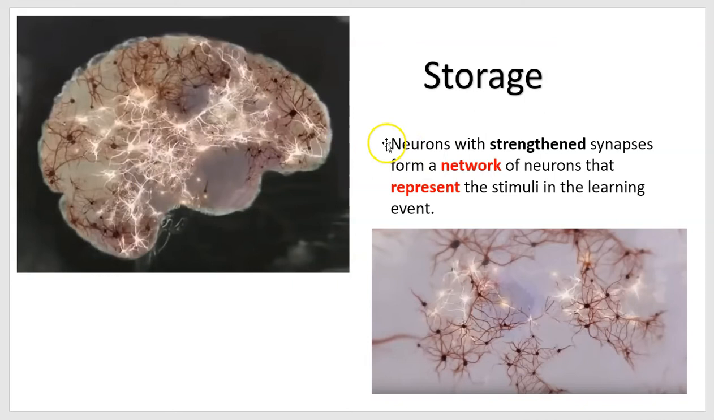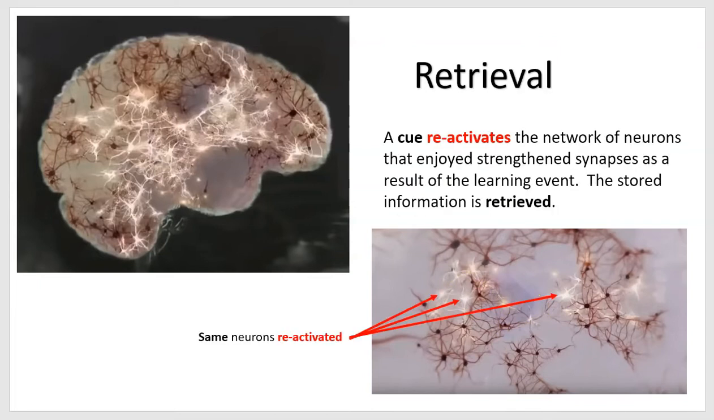So the result then would be neurons with strengthened synapses form a network of neurons that represent the stimuli in the learning event. So we've got a memory trace in the sense that we've now strengthened a connection among a network of neurons that were activated during the learning event. Now for retrieval, the idea is a retrieval cue reactivates the network of neurons that enjoyed strengthened synapses as a result of the learning event. The stored information is retrieved.